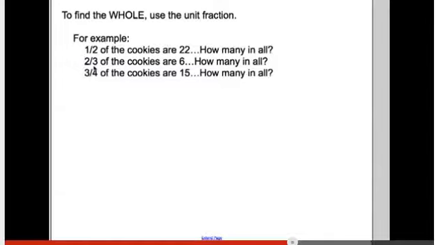How much is 1/3? Well, we do know that there are 2 groups that have a total of 6 in them. So to figure out how many are in one group, we can take that 6 divided by 2. So we know that there are 3 cookies in 1/3, or 1 of the groups. And there's 3 groups in all. So those 3 cookies times 3 groups tells us that there are 9 cookies in all.